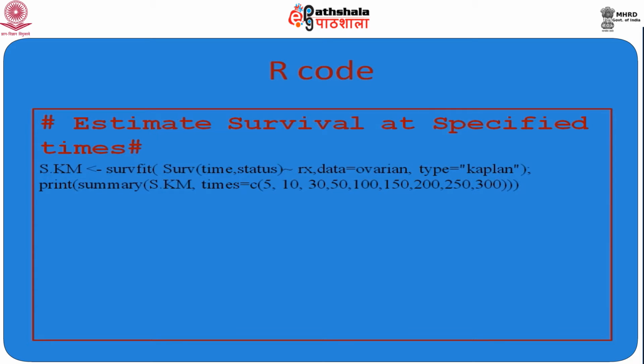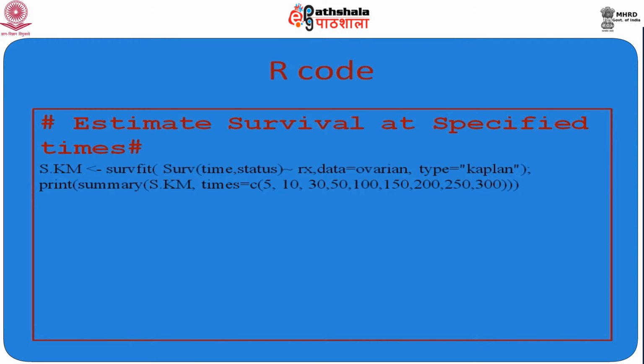See, in the last module we mentioned type is equal to ln. Here we are mentioning type equals Kaplan-Meier. So the curve will be plotted through Kaplan-Meier estimation as a non-parametric approach. Once these whole functions are assigned as S.KM, in the next line we are assigning print of summary S.KM, whose function value we already assigned as S.KM, and again we are putting times equals c of 5, 10, 30, 50, 100, 150, 200, 250 and 300.